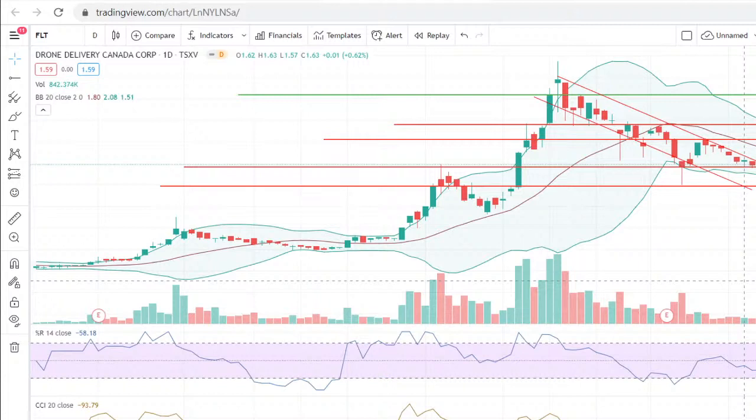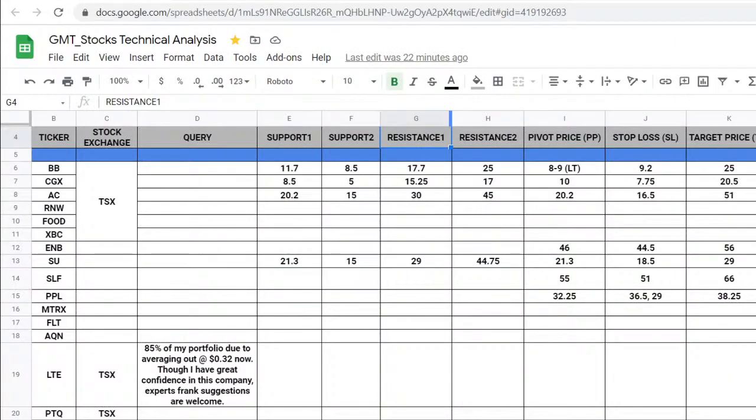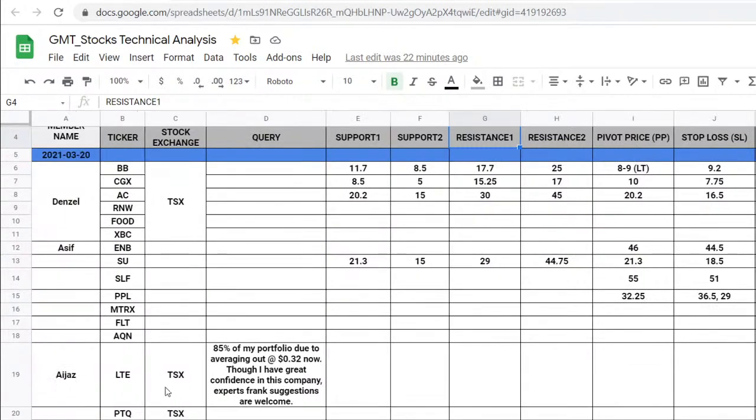Okay, I think we are good with these targets, and we can move on to the next if no one has a question on it. So the next one we can take is LTE, from our next member request, which is from Ayaz. Or let's complete AQN and then go to LTE.